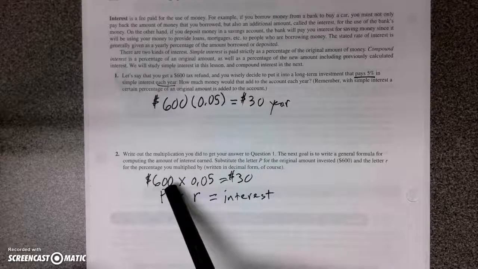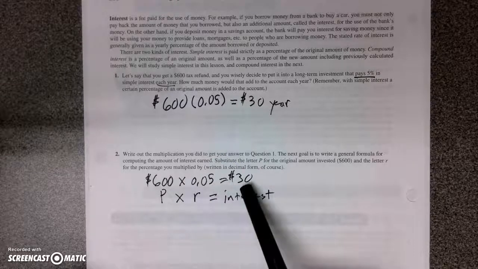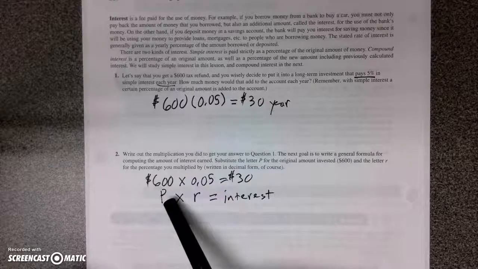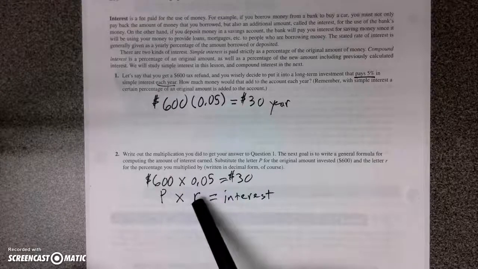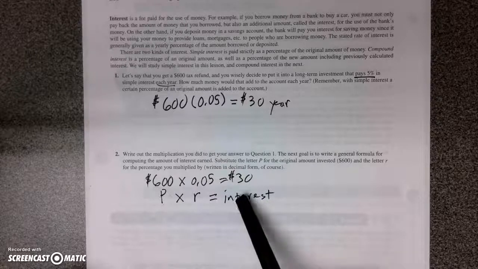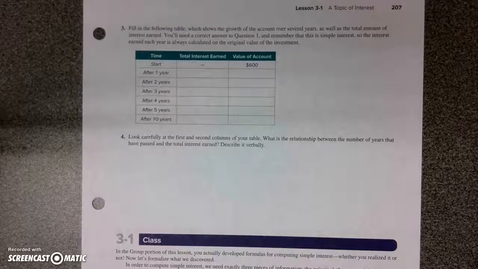So we have our $600 times our 5%, and that gave us $30. So 600 is our original amount, so we will substitute that in for P. 0.05 is our rate of interest. We'll substitute that in for R. And then $30 is our interest, which is equal to our interest. Now, we move on to problem 3 on page 207.